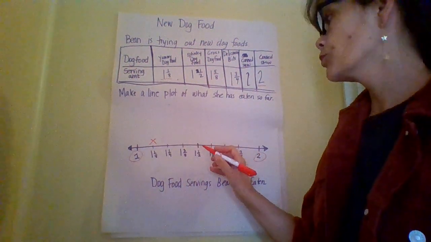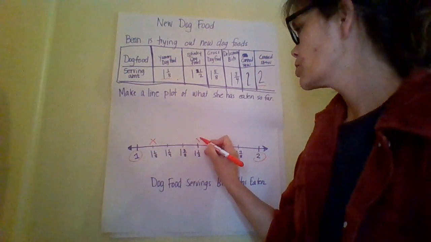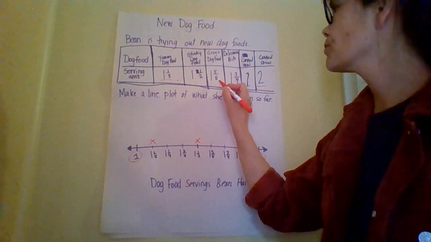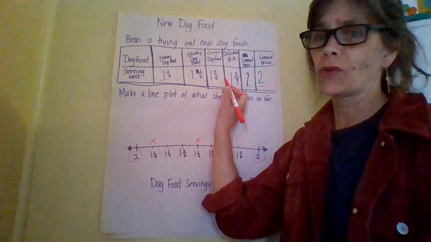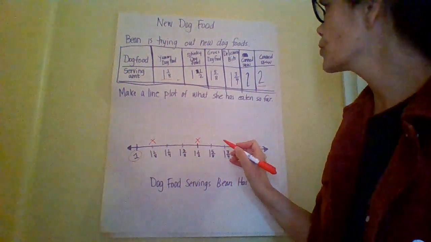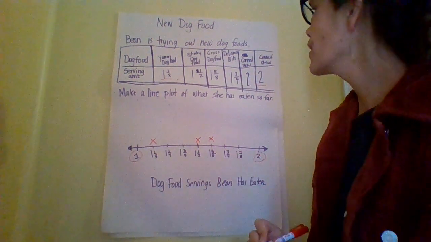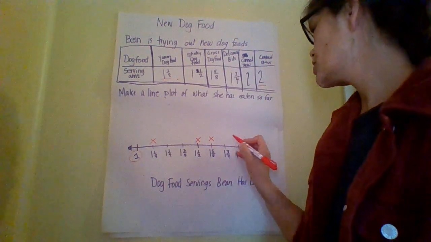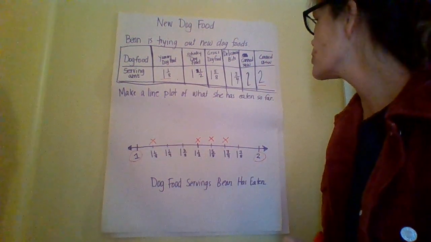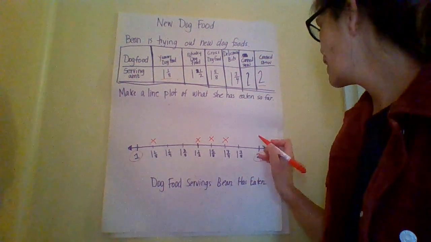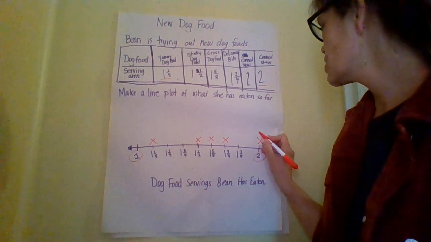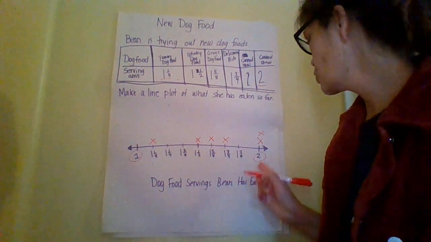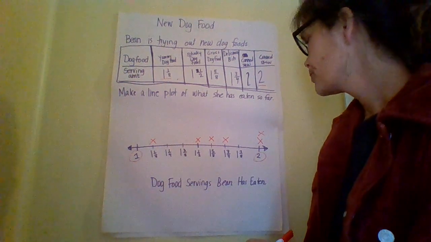And then she had some really stinky dog food and she had 1 1/2 servings of that. And then she had some that the children said was gross. And so the gross dog food, she had 1 5/8 of a serving. And then she had one called Delicious Bits, and she had 1 3/4 of a serving. And then she had canned stew, and she liked the canned stew so much, she had 2 whole servings each time.